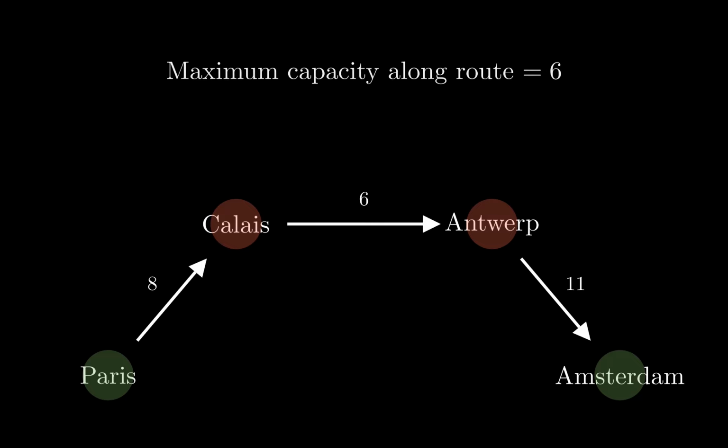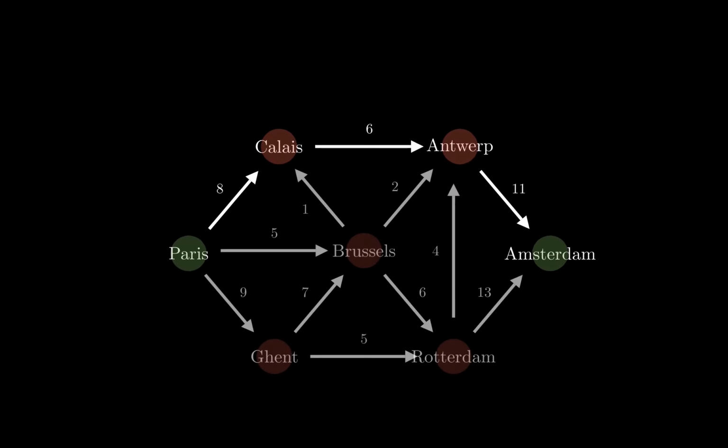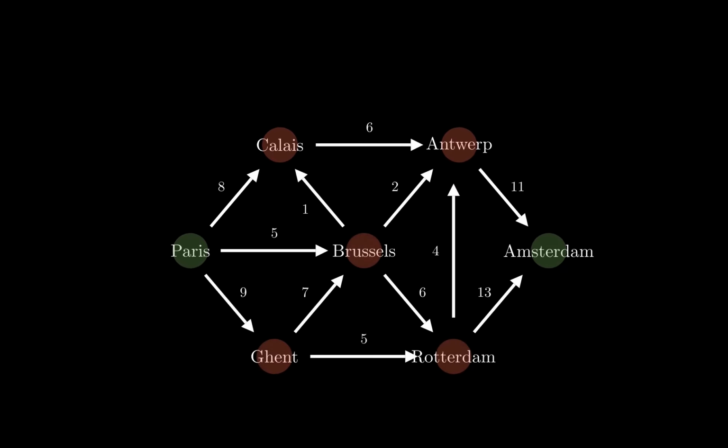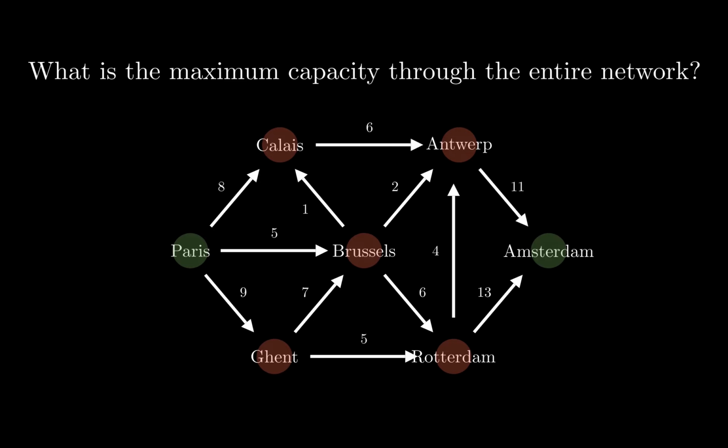If you're a transportation planner, you might want to consider the following question. Using the entire network, what is the maximum number of passengers we can transport from the first city to the second in a day? This is known as the maximum flow problem, and it's the question we'll think about for the rest of this section.